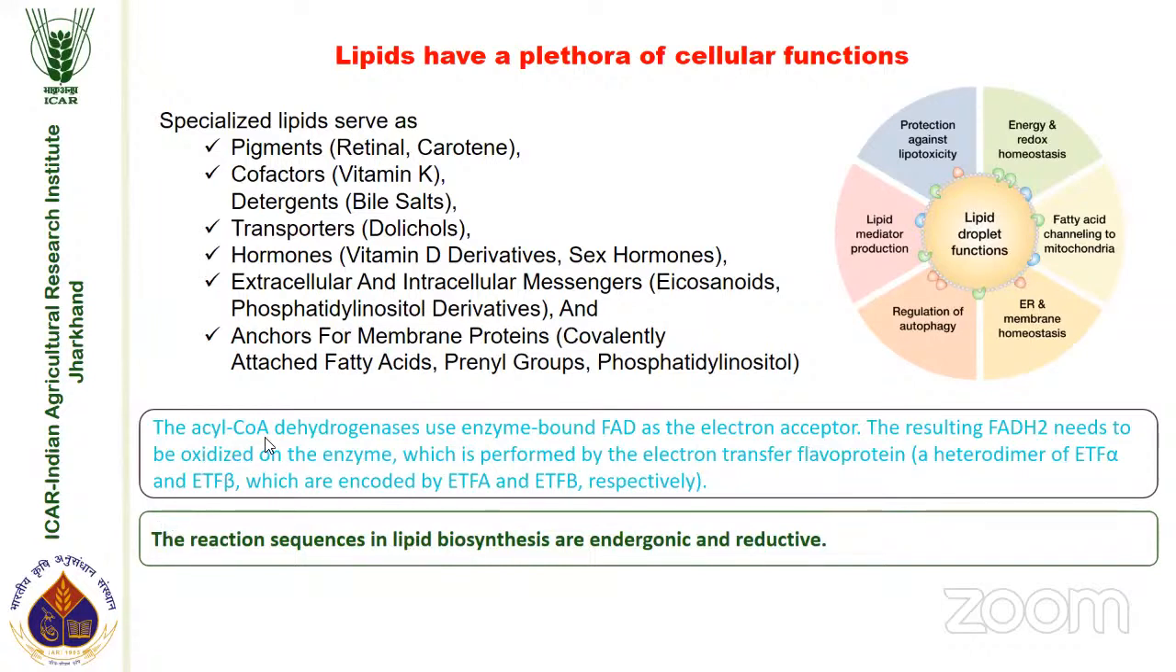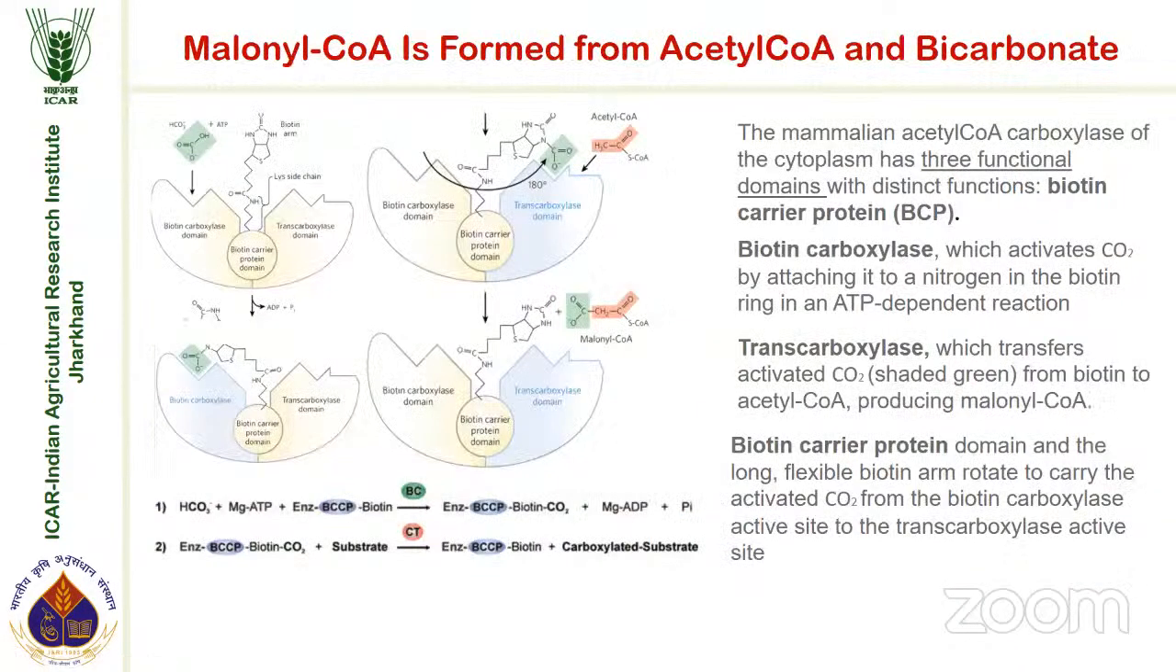So basically, acyl-CoA dehydrogenase is one enzyme which is involved in catabolism of these fatty acids. That we will be seeing in this process. So first we will look into the biosynthesis process, then we will go for catabolism.